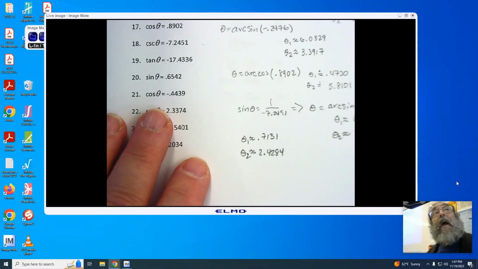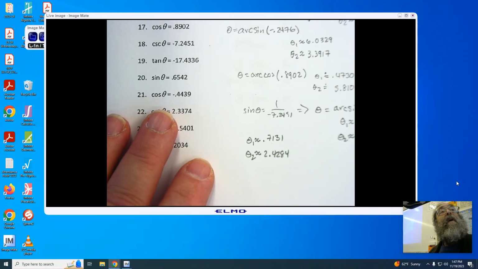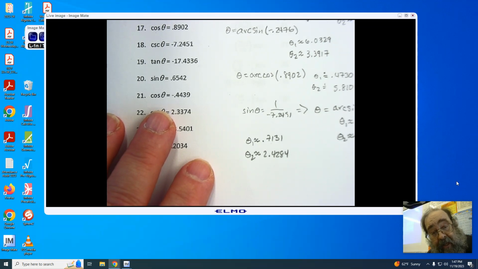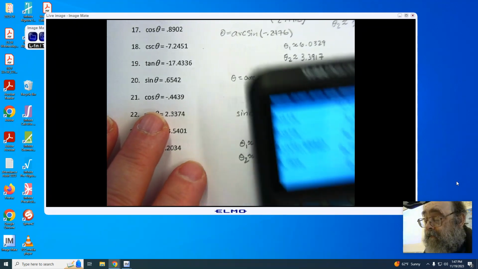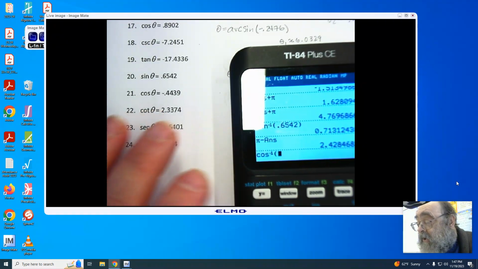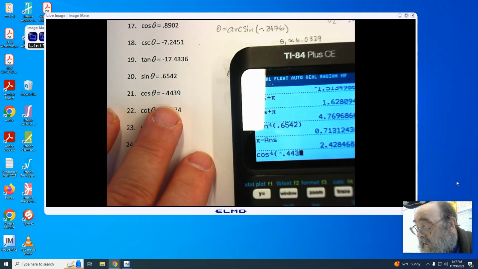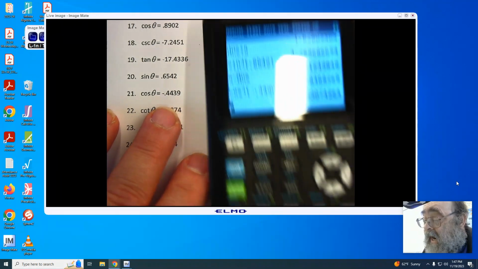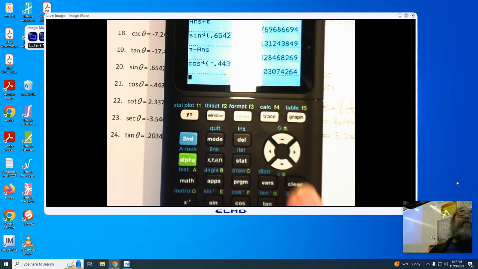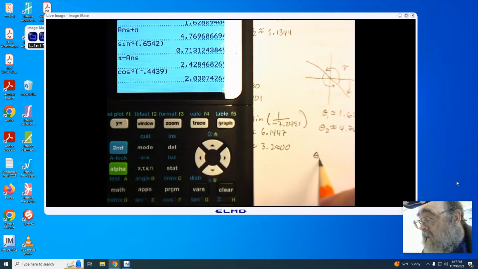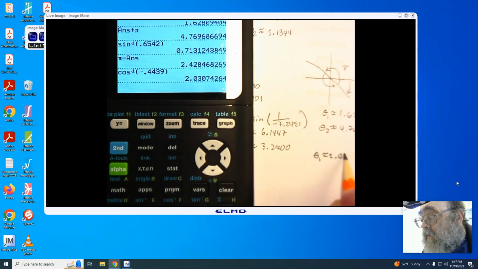We now go to the cosine. Cosine of negative 0.4439. We know we're going to get an answer in the second quadrant, and we will then have to find our reference angle and then find our second answer in the third quadrant. Here we go. Second function cosine of negative 0.4439. Now we know we're about to get an answer in the second quadrant, and that is what we get. So our first answer for theta 1 is 2.0307.